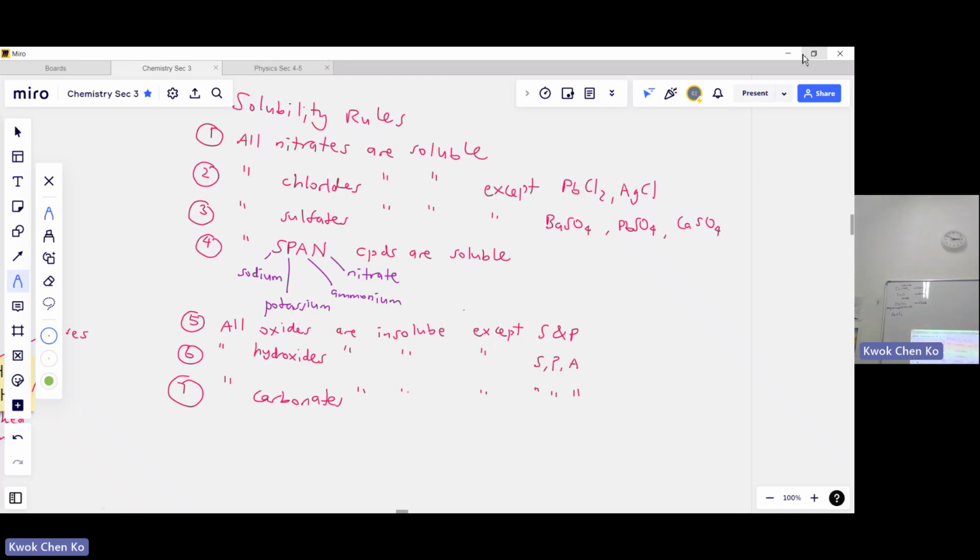Then, Alicia? Yeah, it's a chloride. It's not lead, it's not silver, so it's soluble. So one last one. How, Bernice? For example, a sulfate. It's not lead, it's not barium, it's not calcium, so it's soluble. Okay, basic stuff, I'm sure you all can follow.